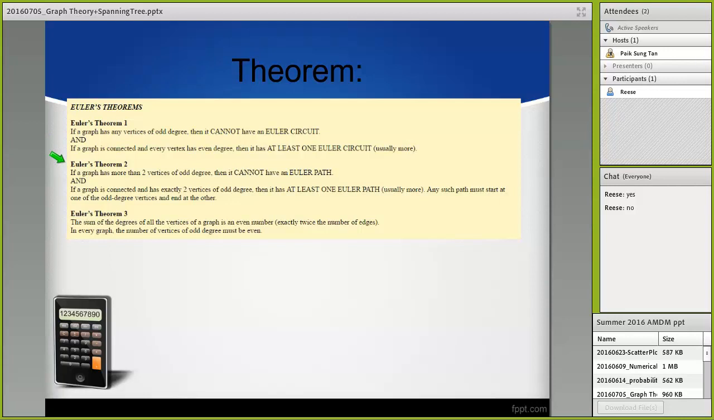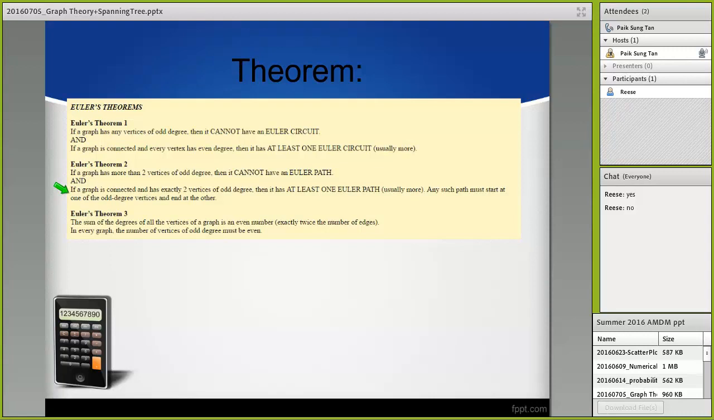Theorem number 2. If a graph has more than 2 vertices of odd degree, then it cannot have an Euler path, meaning it cannot have an Euler circuit either. If the graph is connected and has exactly 2 vertices of odd degree, then it has at least one Euler path. Sometimes more.